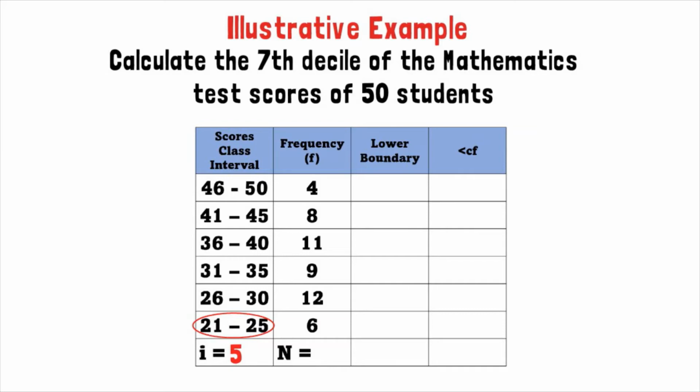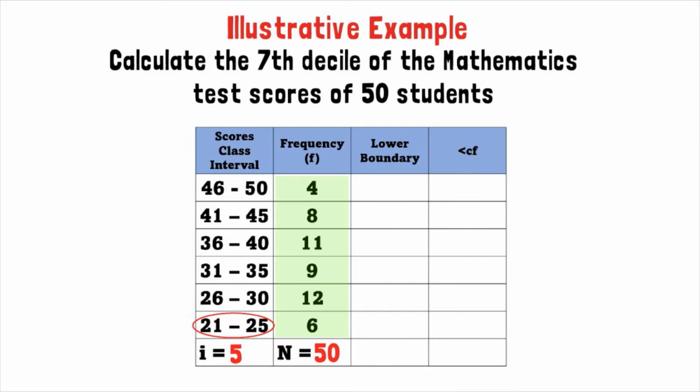After that, we will get our total frequency. To get the total frequency, we just add all the numbers under the frequency, or the numbers in the second column. So when we get the total, the value will become 50. So n is equal to 50.